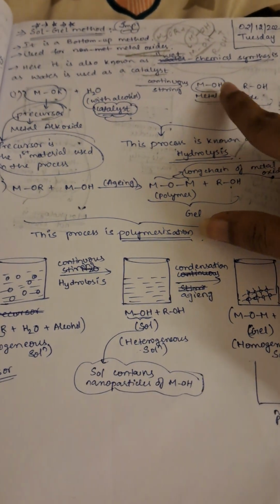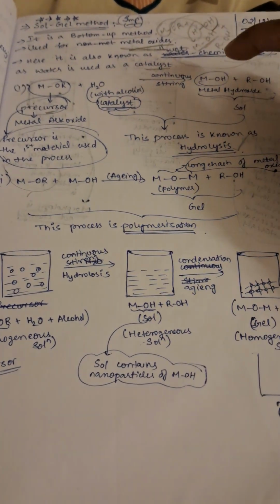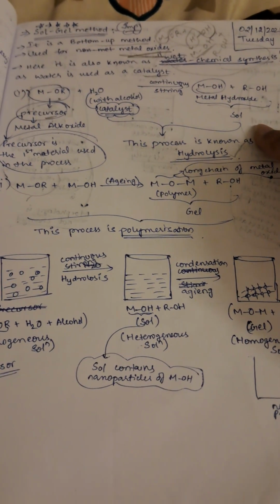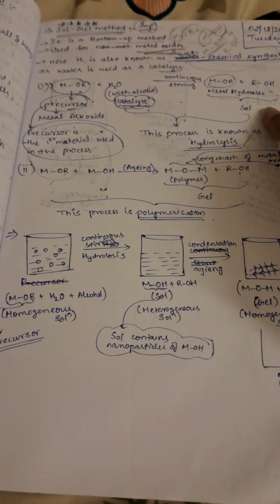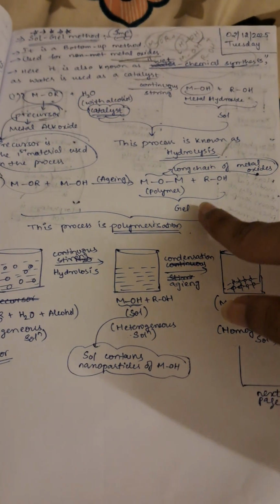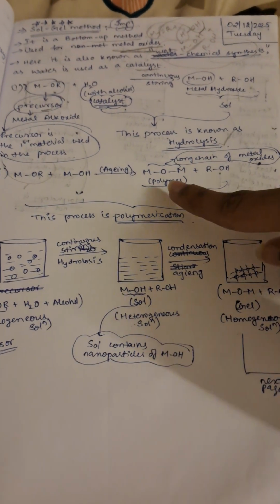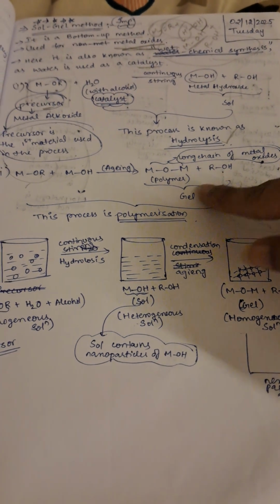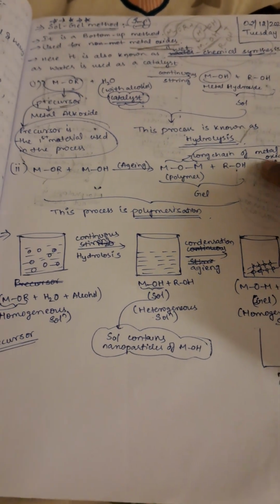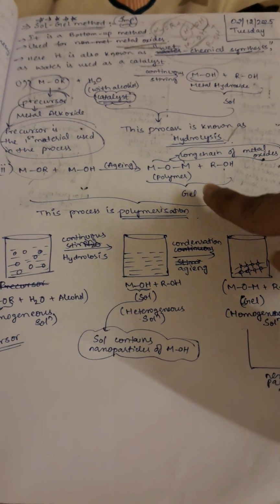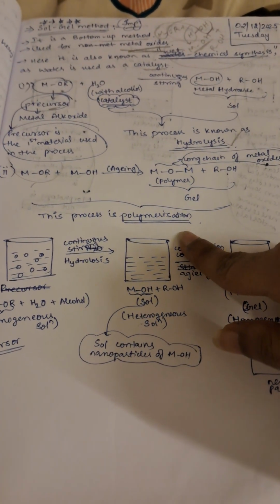And here, the metal hydroxide plus ROH in the first reaction is known as Sol solution, which is a heterogeneous solution. And next is the polymer plus ROH. This is known as gel solution, which is a homogeneous solution. So Sol is heterogeneous, gel is homogeneous. First reaction is hydrolysis. Second reaction is polymerization because a polymer is formed.